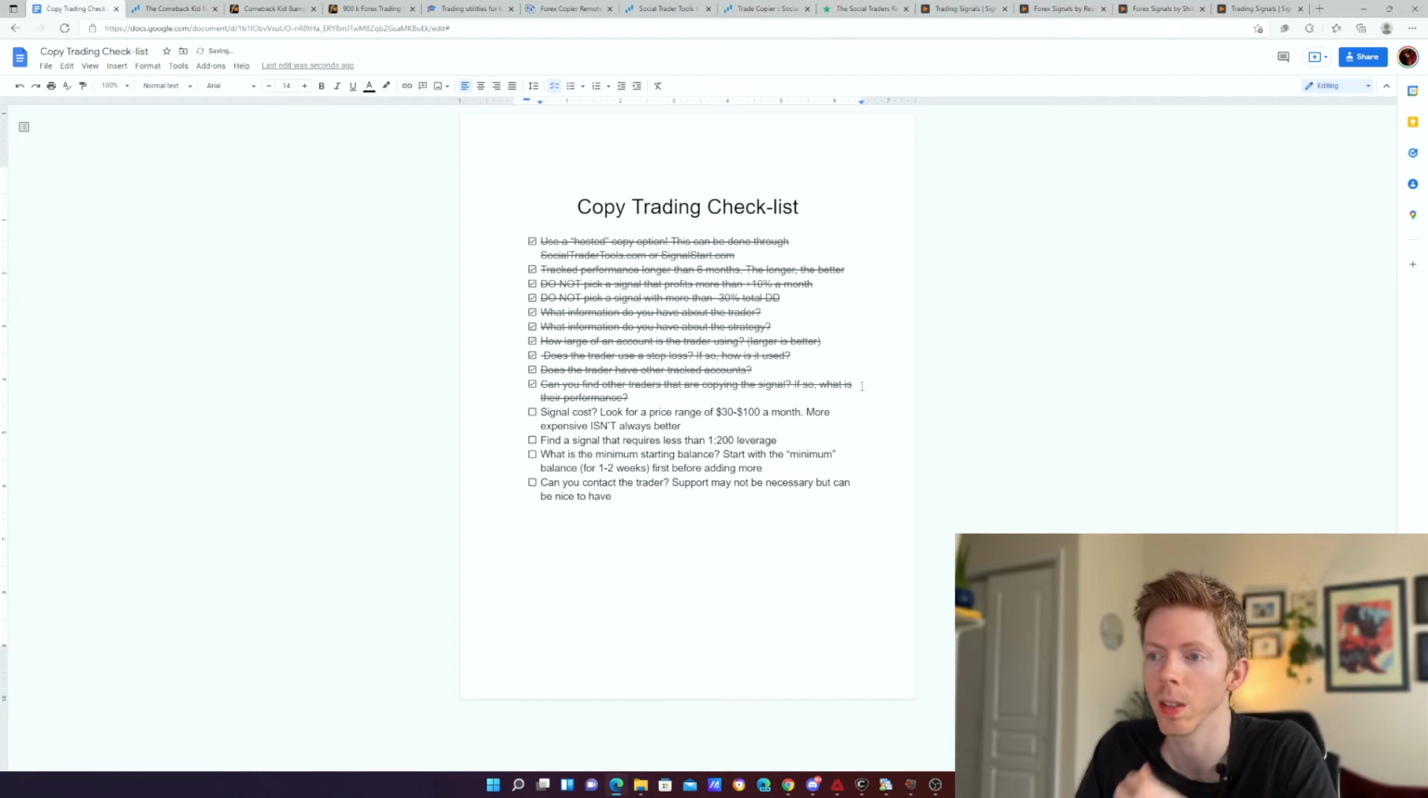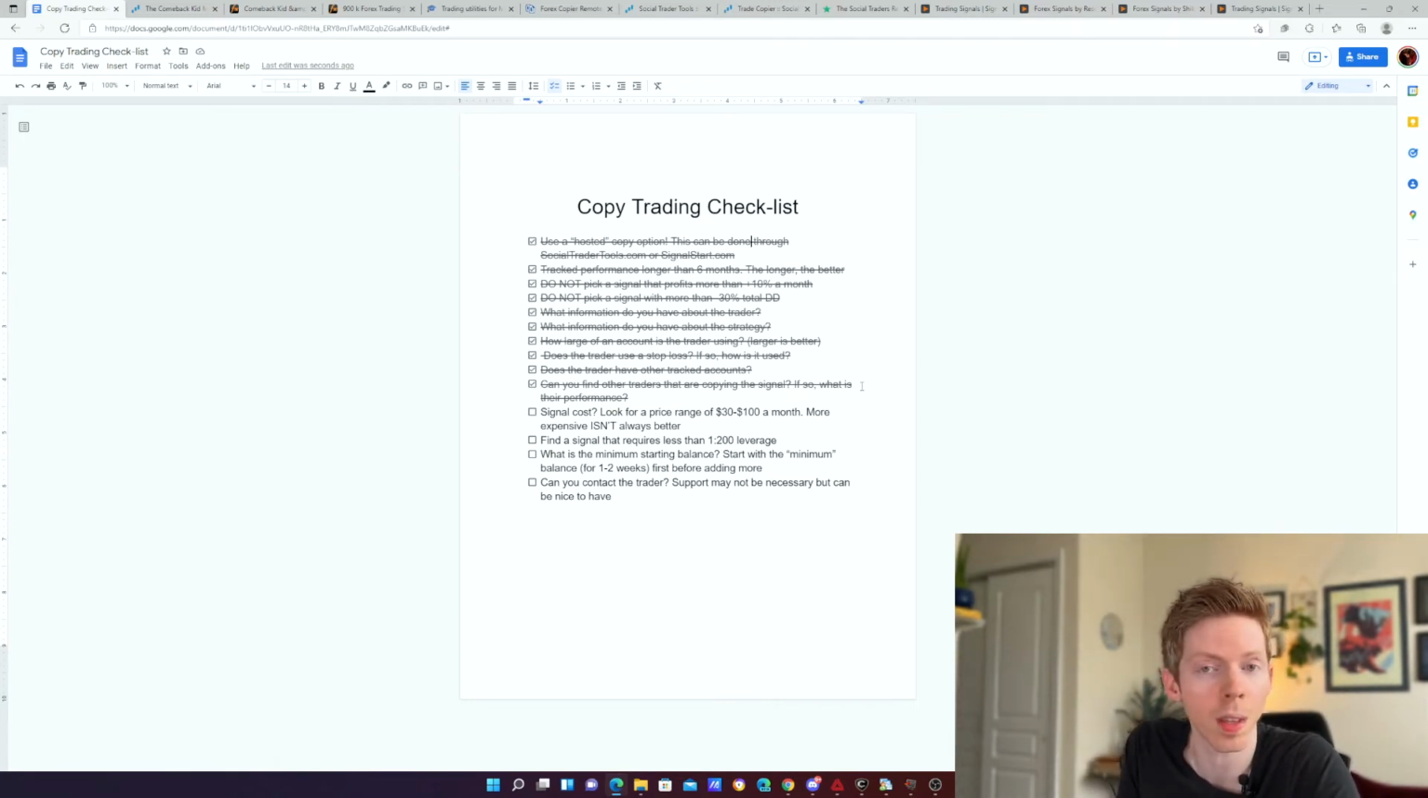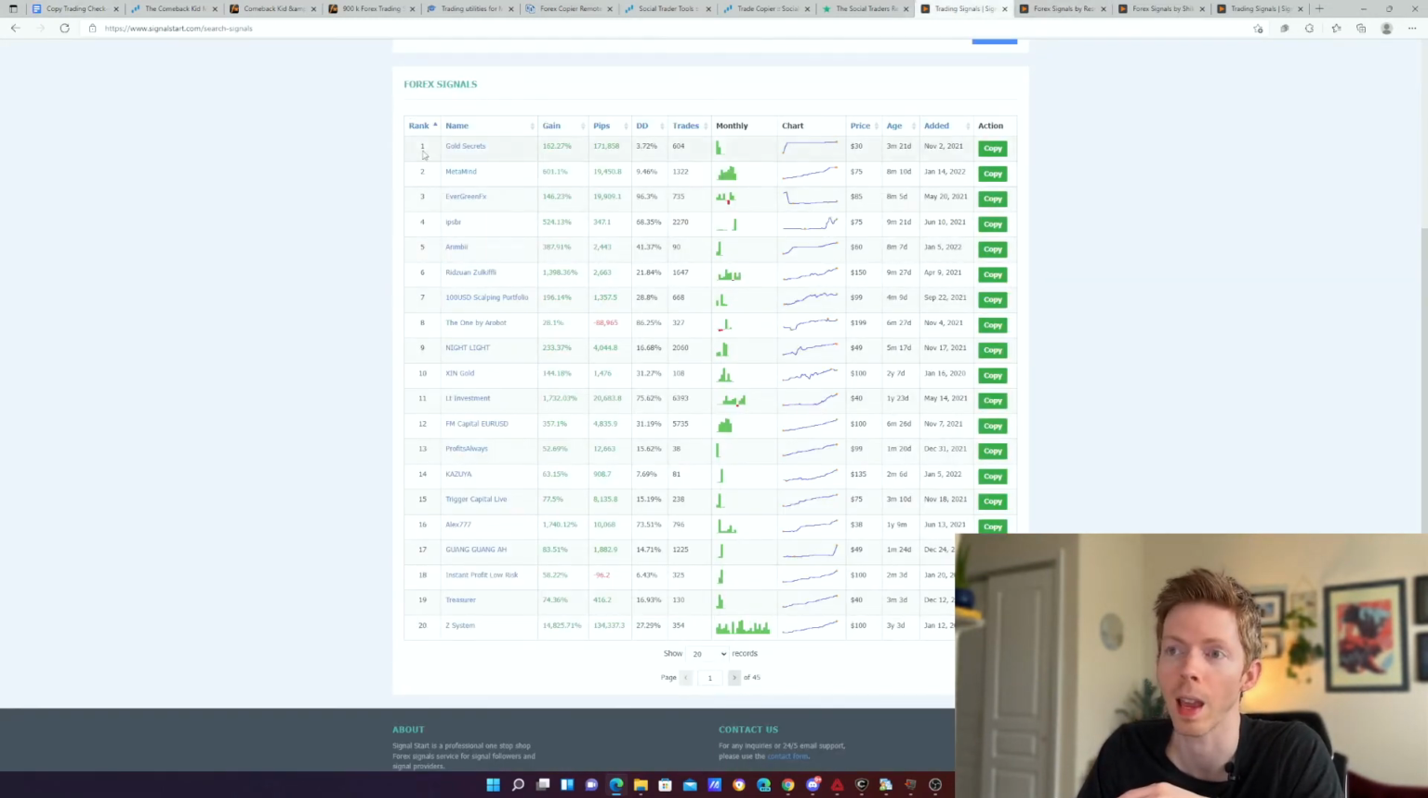Okay, signal cost. Look for the price range. What is it? $30 to $100? Is it more than that? Sometimes signals, especially hosted signals from Signal Start, because Signal Start allows you to have a social trade copy, you can actually see all of the people's performances, and they have them ranked as well.